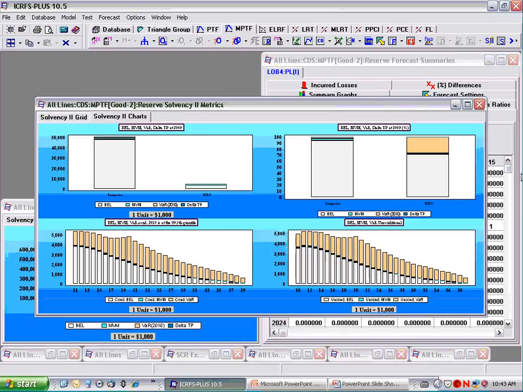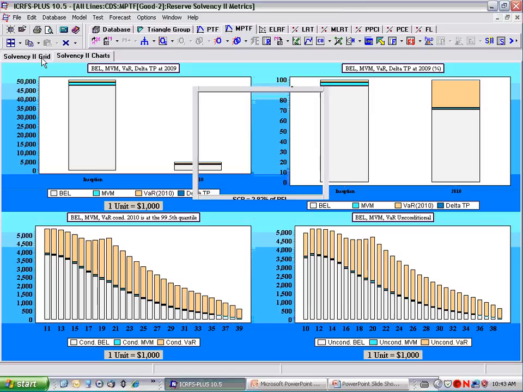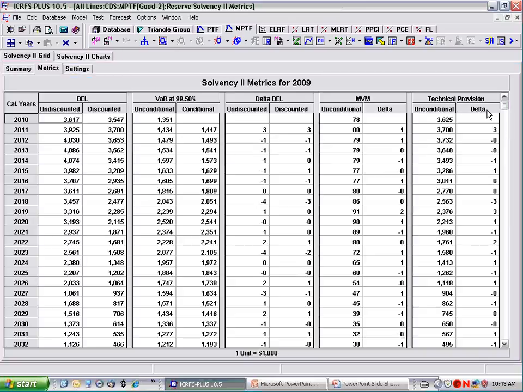So look at our solvency charts. It's better looking at the grid, and we're going to look at metrics. You can see the technical provisions, the delta technical provisions, are essentially zero. There are no correlations between the calendar years. In other words, if the first year is in distress, it has no implications for subsequent years. So the delta bells are zero, the delta MVMs are zero, and the delta technical provisions are zero.